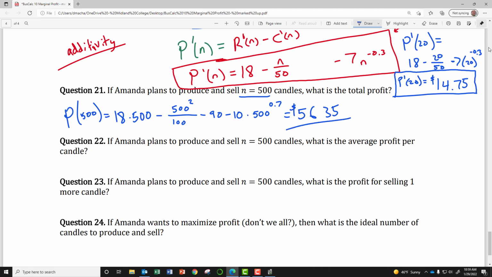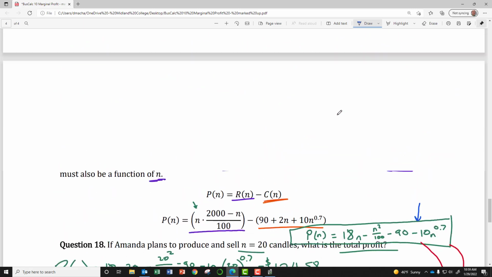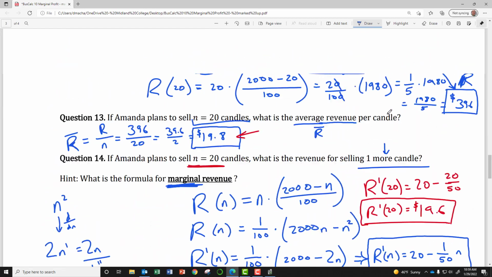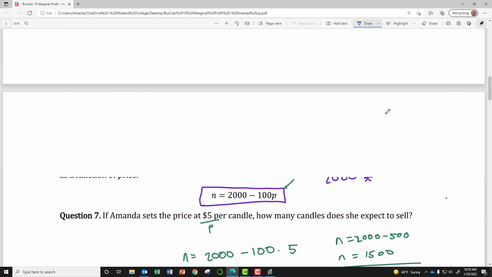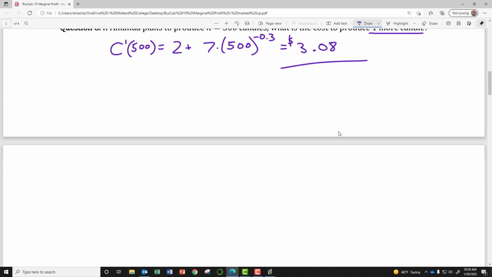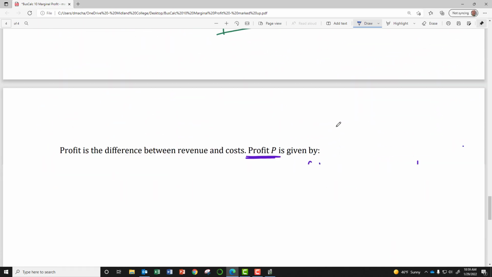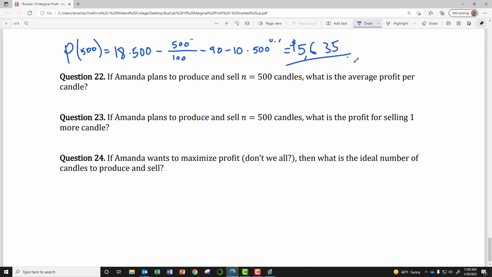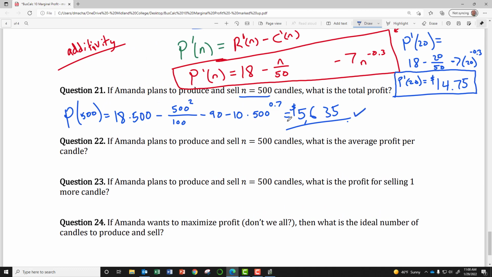And so this total profit, if we did this right, it should be the total revenue minus the total cost for 500 candles. So our total revenue for 500 candles was $7,500 minus the total cost for 500 candles, and the total cost was $1,865. So if we do 7,500 minus 1,865, hopefully we're careful, we should get 56.35, and that's exactly what we got. So our total profit checks out as revenue minus cost for that many candles.